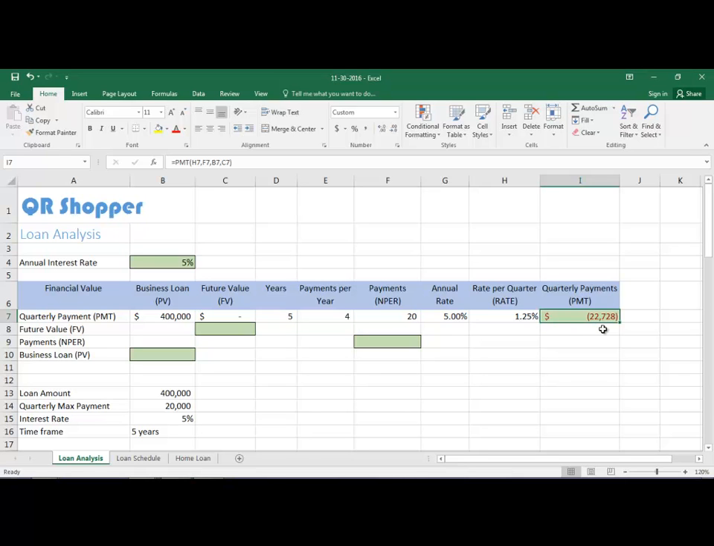I also want you to notice that this is in red because that's an outflow. That's a negative number. The money is coming out of our account and going into the bank's account. This over here was a positive number because the money came into our account. Here's the money going out of our account.